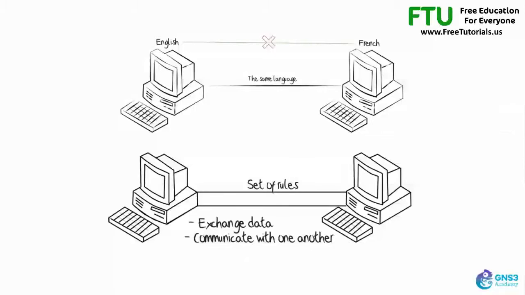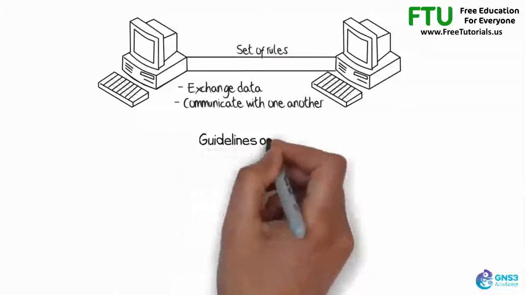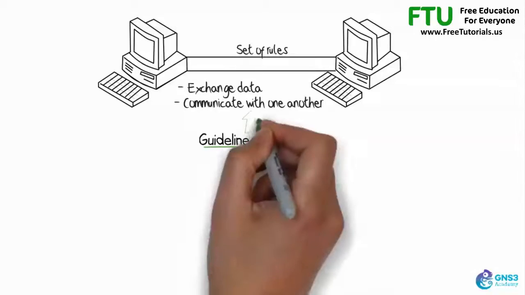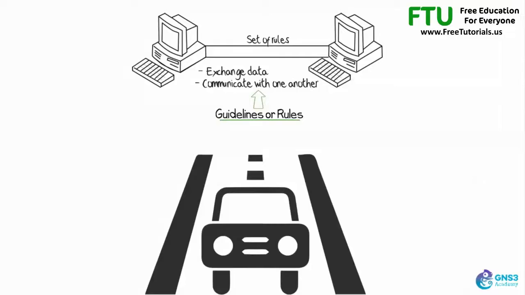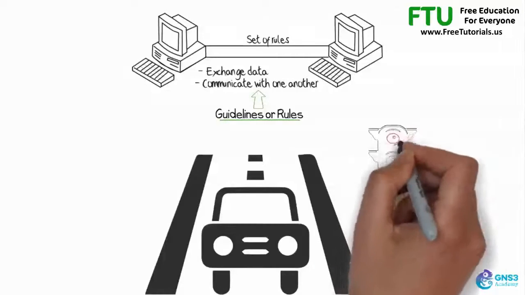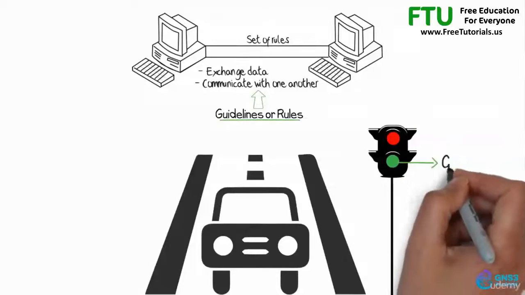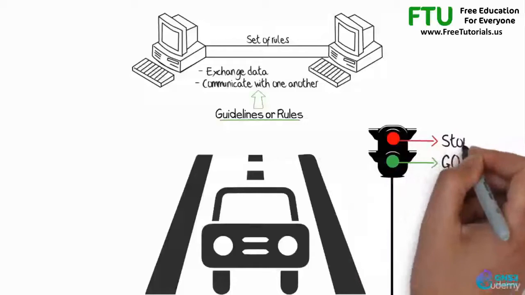In our everyday lives, we follow guidelines or rules when we communicate with one another. As an example, when you drive on the road, you follow a set of rules. When a traffic light is green, it means go. When it's red, it means stop.